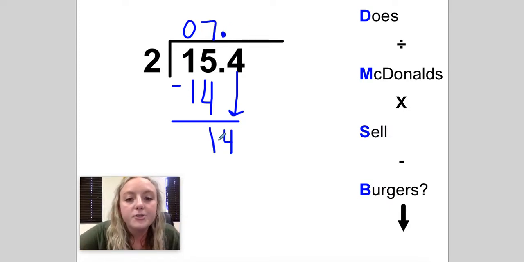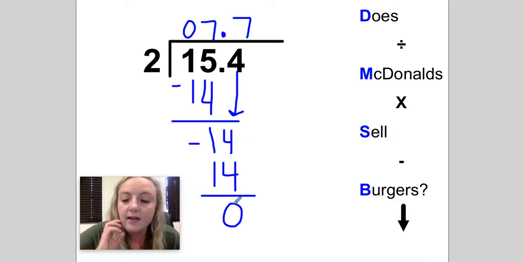Now I'm going to divide 2 into 14. How many times can 2 go into 14? 7 times because 2 times 7 is 14. Then I subtract. I don't have anything else to bring down, so my answer is just 7.7. 7 and 7 tenths. Let's look at another example.